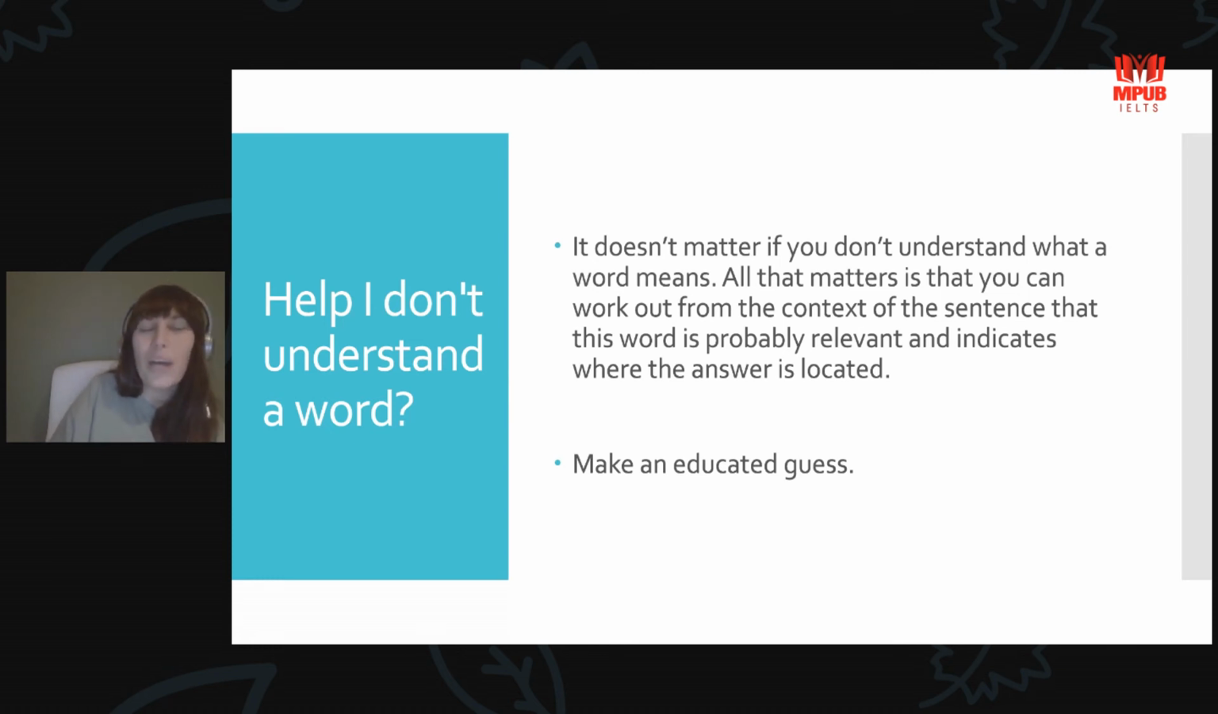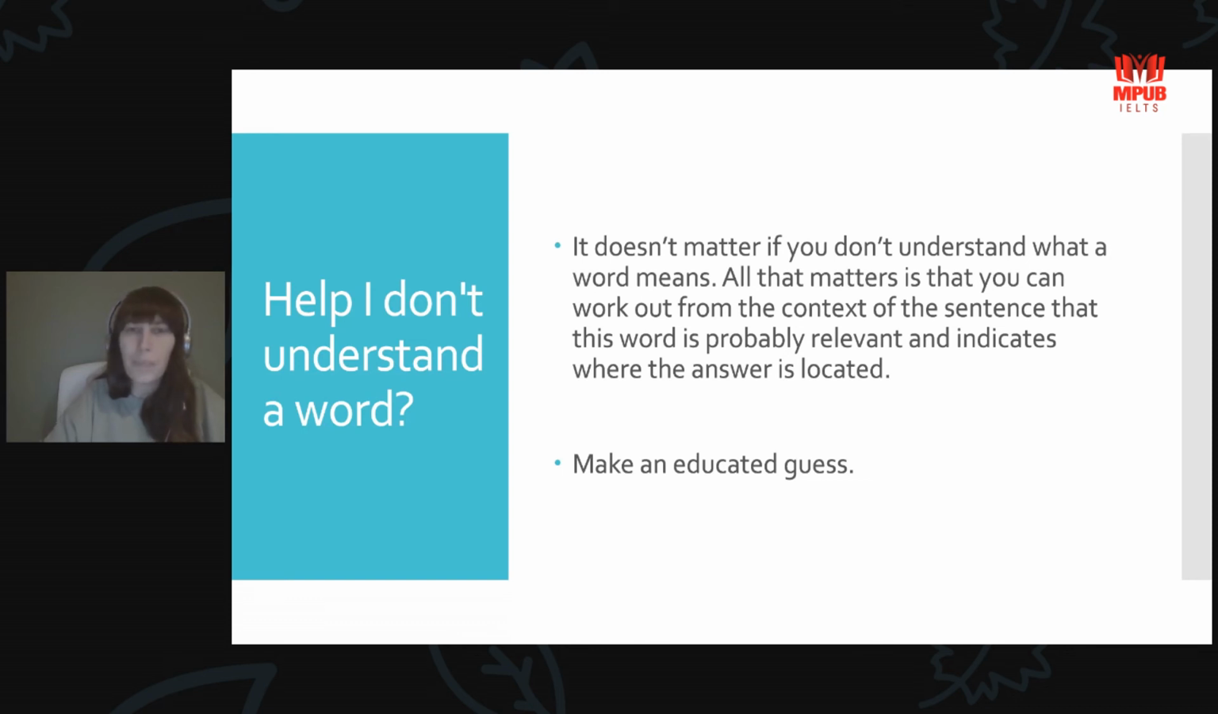Help, I don't understand a word. Well, like I mentioned before, it doesn't matter. If you don't understand what a word means, all that matters is that you can work it out from the context of the sentence. Okay? Make an educated guess as well. If you read the sentence, you can determine how the word is being used. So please don't waste your time going, I don't understand this word, what should I do? Don't worry. Read the whole sentence and just make an educated guess and go, okay, I think this means this. You are not a walking, talking dictionary. And neither are native speakers.